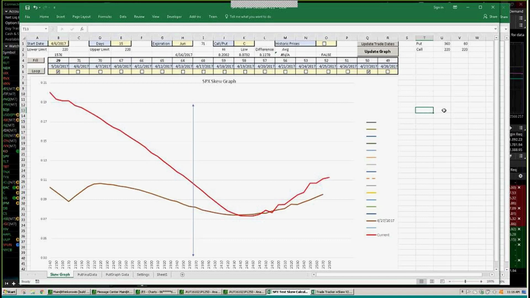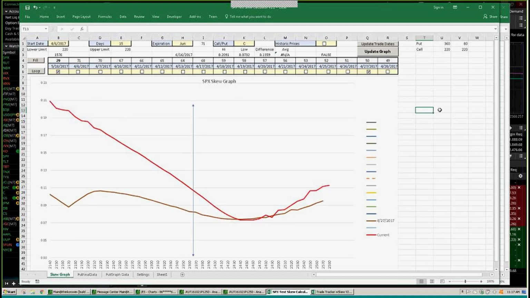So that's the difference in the call skews between 4/27 and today. I think if you want to hedge an M3 right now, you're obligated to use a weekly call rather than the monthly. Possibly.